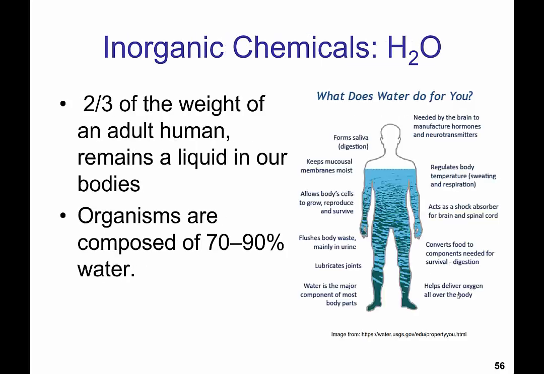First, we're going to look at water. About 2/3 of our weight remains liquid in our bodies. Organisms in general are composed of 70 to 90% water. It's a really important inorganic chemical. We'll look at several of the chemical properties of why water is so important and how it's able to do what it does in our bodies.